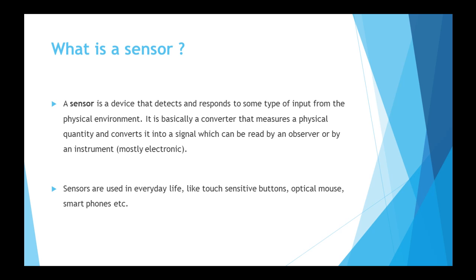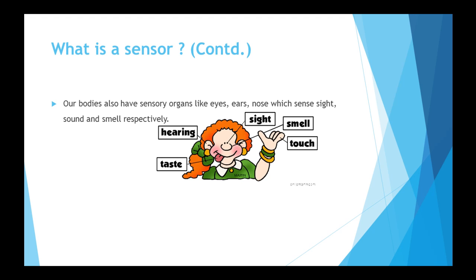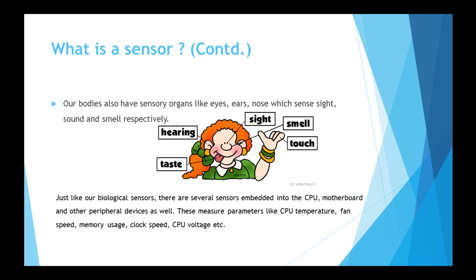Sensors are used in everyday life like touch-sensitive buttons, optical mouse, smartphones, etc. Our bodies also have sensory organs like eyes, ears, nose, which sense sight, sound, and smell respectively. Just like our biological sensors, there are several sensors embedded into the CPU, motherboard, and other peripheral devices as well. These measure parameters like CPU temperature, fan speed, memory usage, clock speed, CPU voltage, etc.